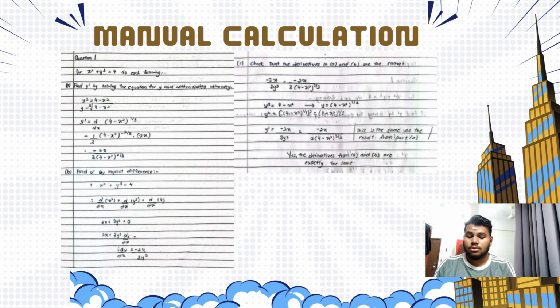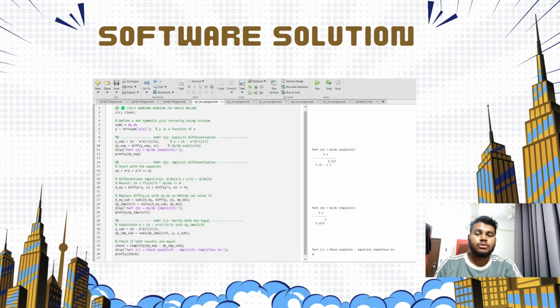So they look similar, because when y cubed is 4 minus x squared, then y squared becomes (4 minus x squared) to the power of 1 over 3 times 2. So the answer will be (4 minus x squared) to the power of 2 over 3. So it looks the same. So the answer is yes. The derivatives of A and B are exactly the same. So let's go to the software solution.